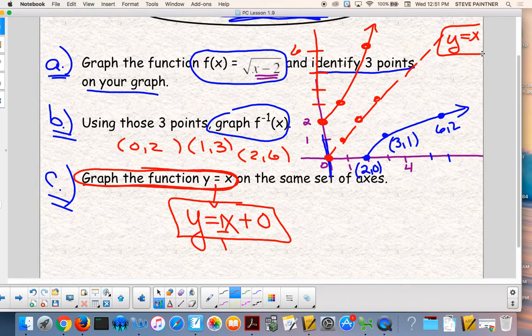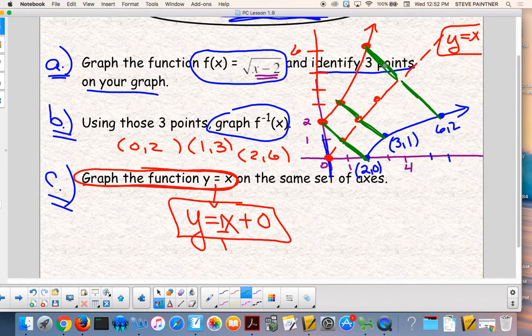Reflection over that line. That's the reflection line. Wherever your function lies, your inverse will be reflected right over y equals x. So if you look at it, guys, this point should be the same distance from the line as this one. 6, 2 to here, and whatever this is, 2, 6 to here. So they're perfectly reflected over y equals x every time.